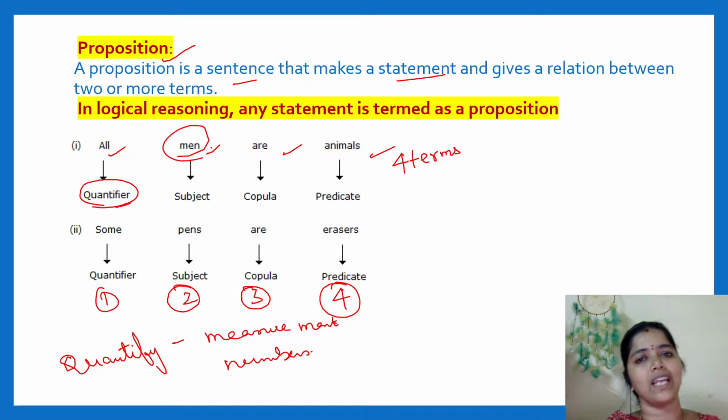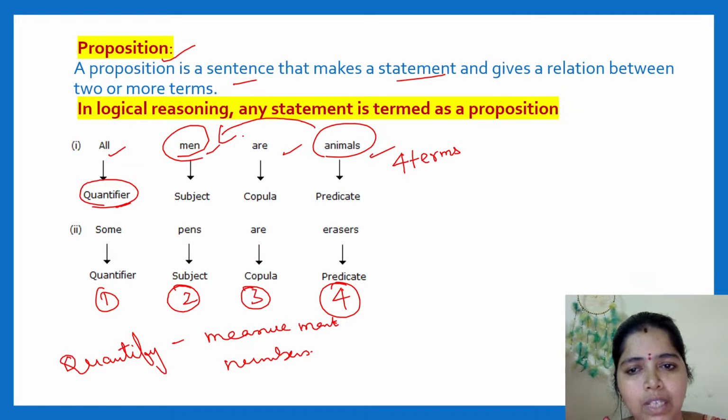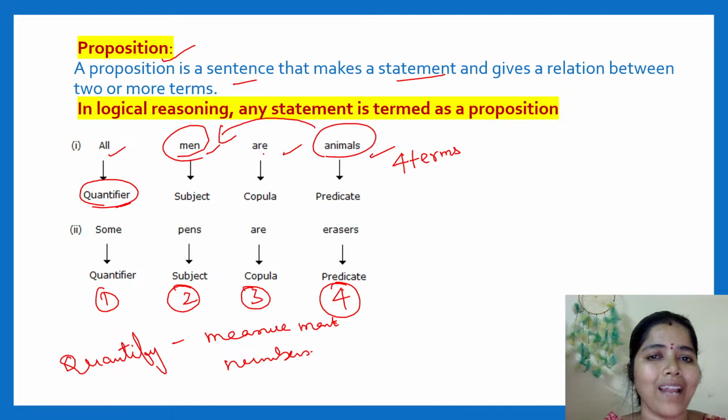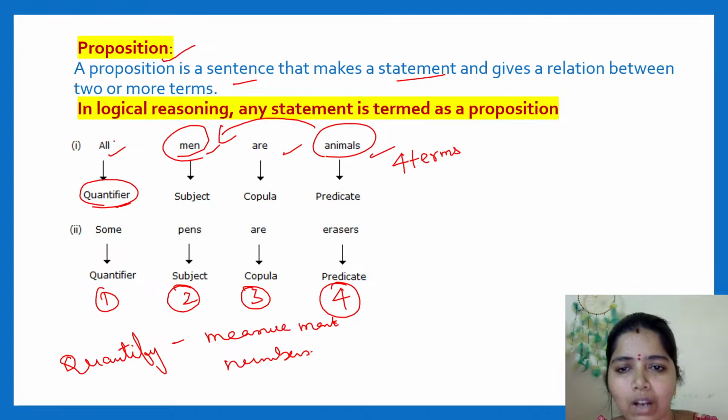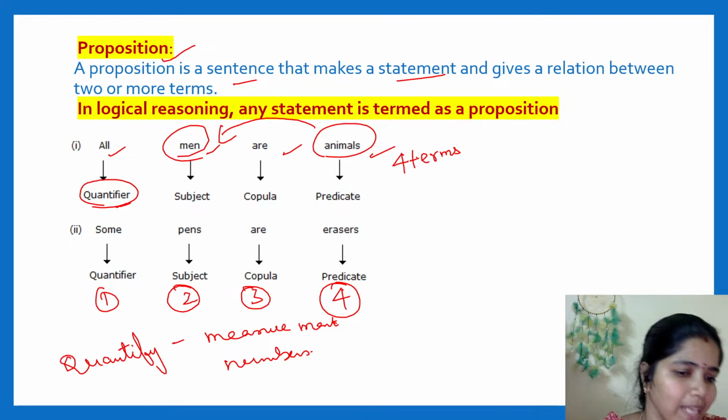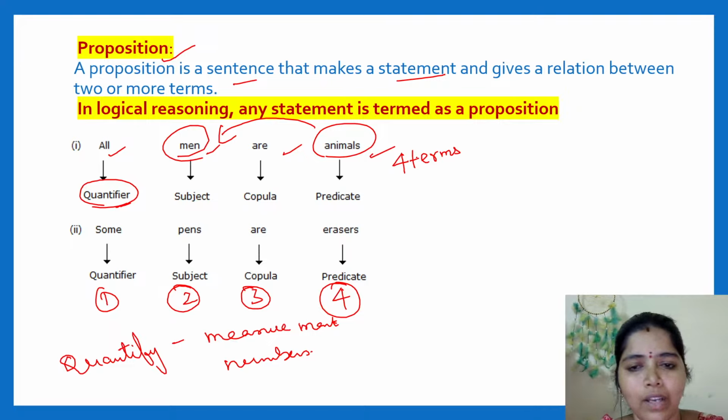Then subject, which we have studied in English grammar. Who is the subject? Here I am the subject. The copula connects the subject and the predicate. The predicate is the part related to the subject. See here, all men are animals. Here they are talking about men as animals. So subject and predicate. In logical reasoning, we have a statement like this, and we call it simply a proposition. Clear?